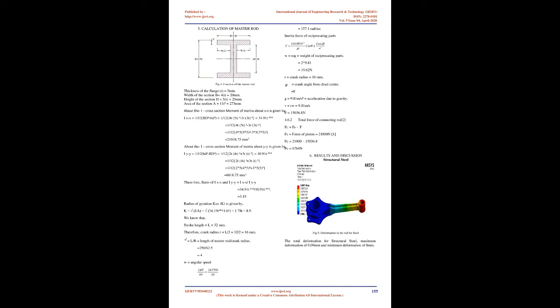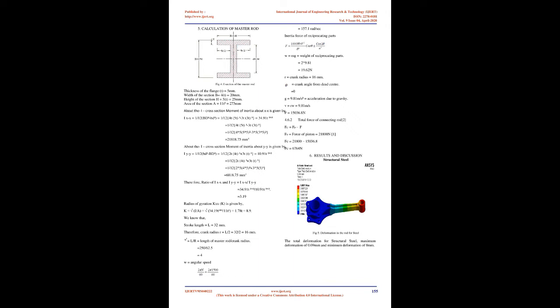Finally, all the steps should be followed. All dimensions are imported in CATIA V5 R20. The design should be made according to the dimensions and assumptions made for the given engine. 5. Calculation of master rod.